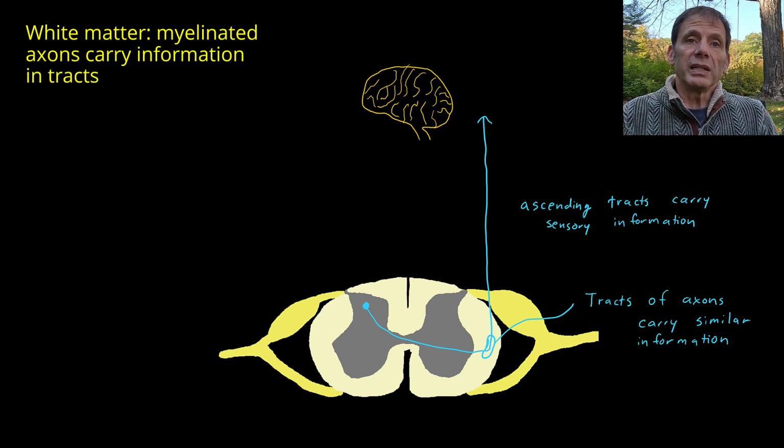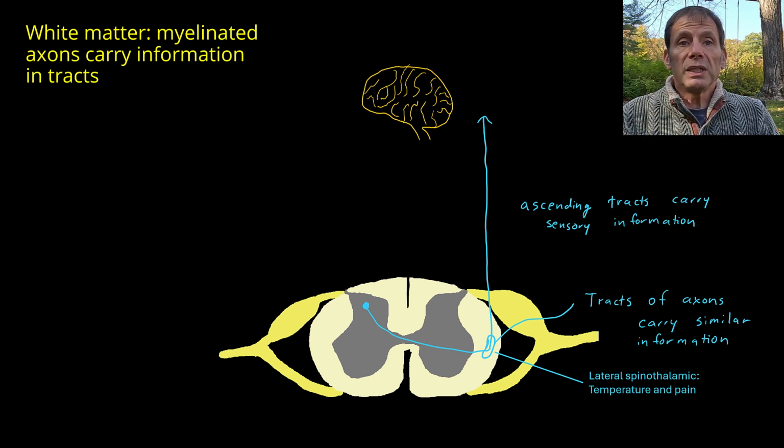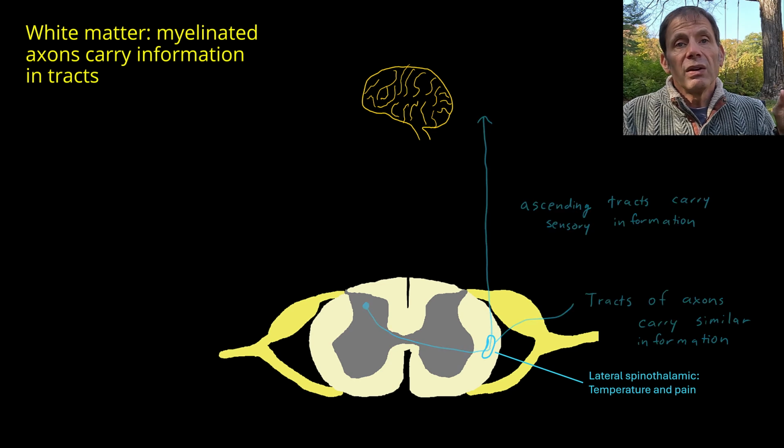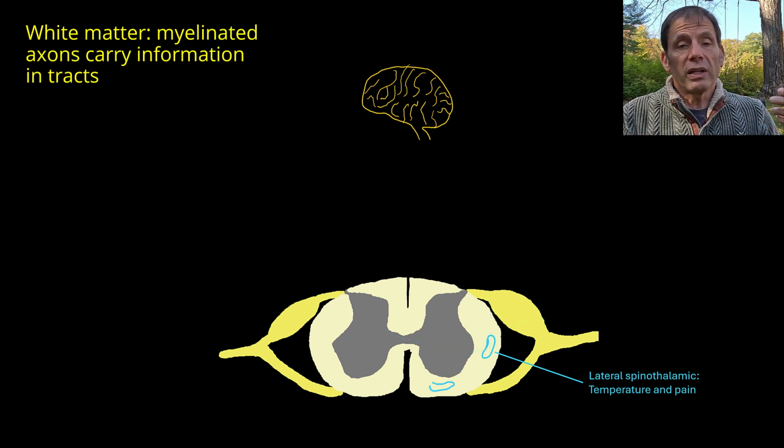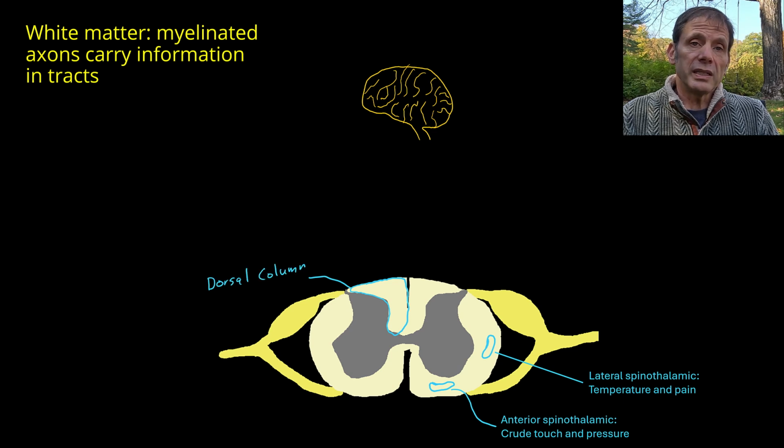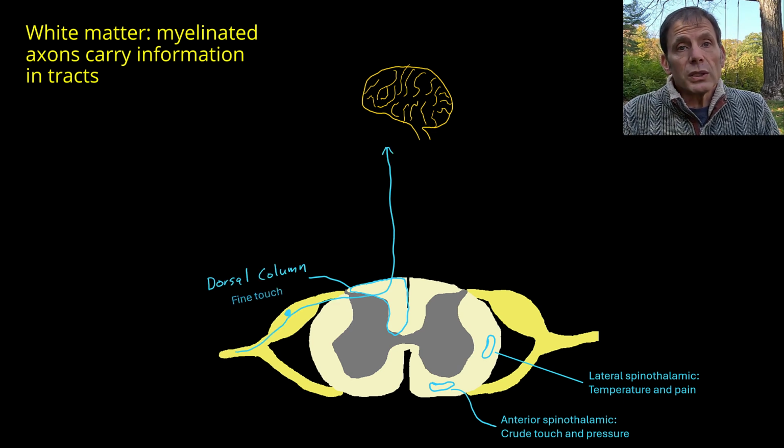Examples of ascending tracts are the lateral spinothalamic tract, which carries signals of temperature and pain to the brain, versus the anterior spinothalamic tract that will carry signals for crude touch. If we're interested in the route taken by signals for fine touch, those travel through the dorsal column.